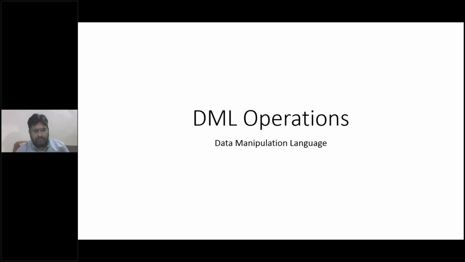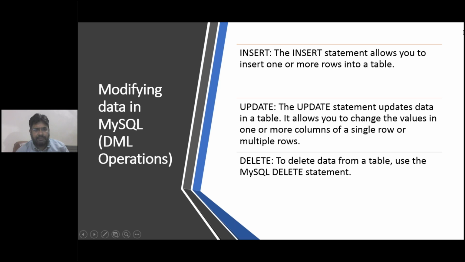We need to perform DML operations, and these are of three types: insert, update, and delete. So whenever I need to add a new record into any table, I need an insert operation. If I need to delete anything from a table, then I need delete. And last one is update. If I want to update any value, then I need update operation. So let us learn one by one what is the syntax of them and how we can do that. So these are the three statements you can see here: insert, update, and delete.